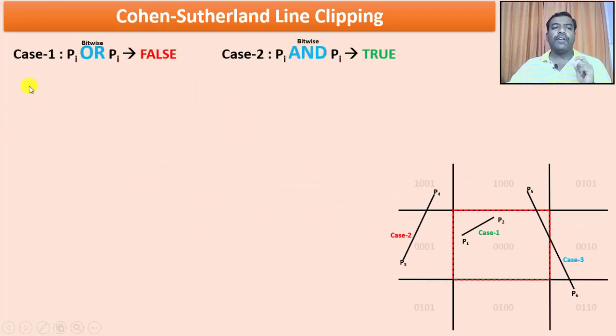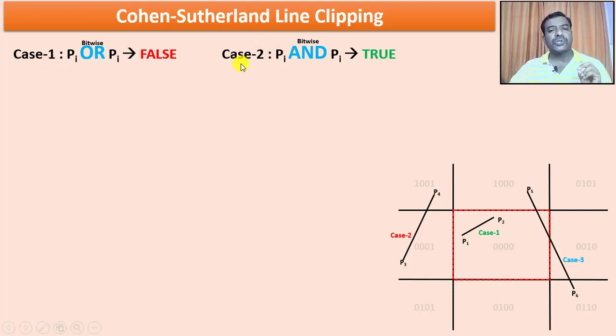Fine. So if a line should be in case 1, that is completely accepted, then for the first endpoint Pi and the second endpoint Pj, I take the region code of the first endpoint and the region code of the second endpoint and perform a bitwise OR operation. If the result of this bitwise OR operation is false, then we'll say this is case 1. The line should be completely accepted.